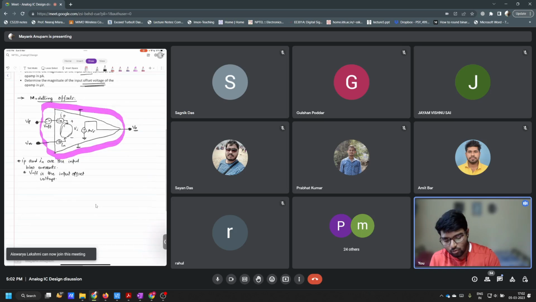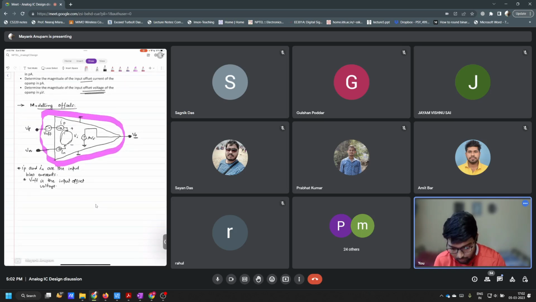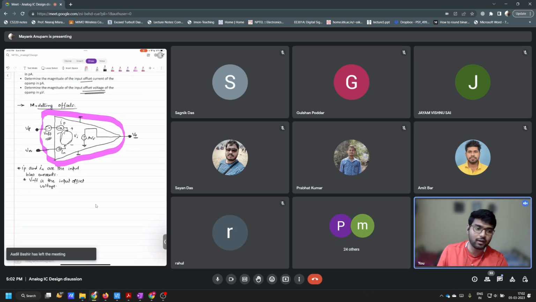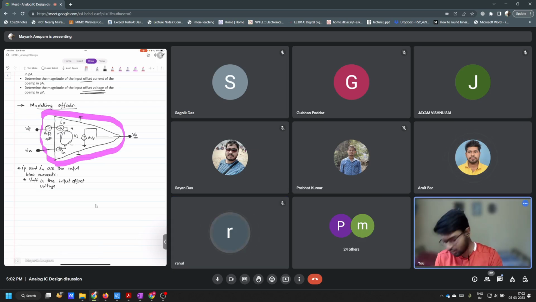So you understand that these three things, IP, IN, and V offset, are non-idealities. You should not ideally have them. Ideally, IP and IN should be zero, and V offset should also be equal to zero. You do not want anything in between. You will be happy when you do not have these things, but in real op amps, these are there. You cannot do anything about it. So what is the next best thing that you can do?